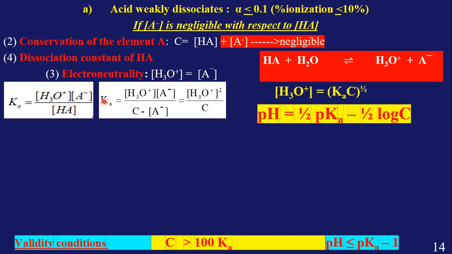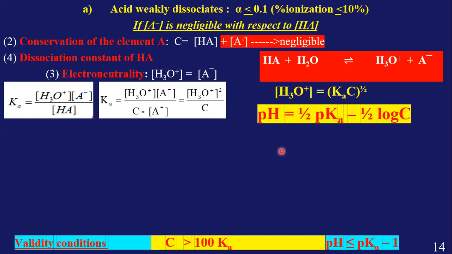I can take Ka times C, that's H3O plus squared. Take the square root, so H3O plus is the square root of Ka times C. Take the minus log of both sides, and we already did this in previous slides, and you get this expression: pH equals half pKa minus half log of C.